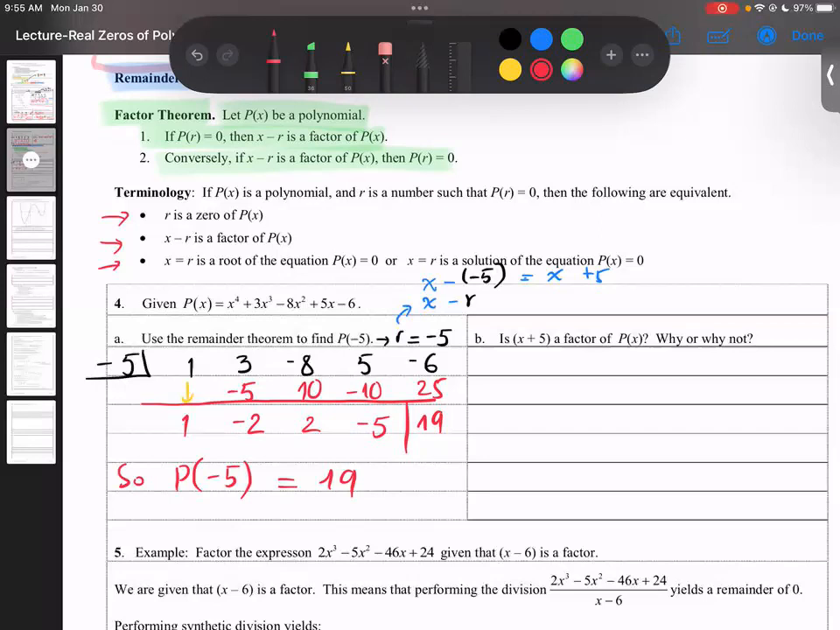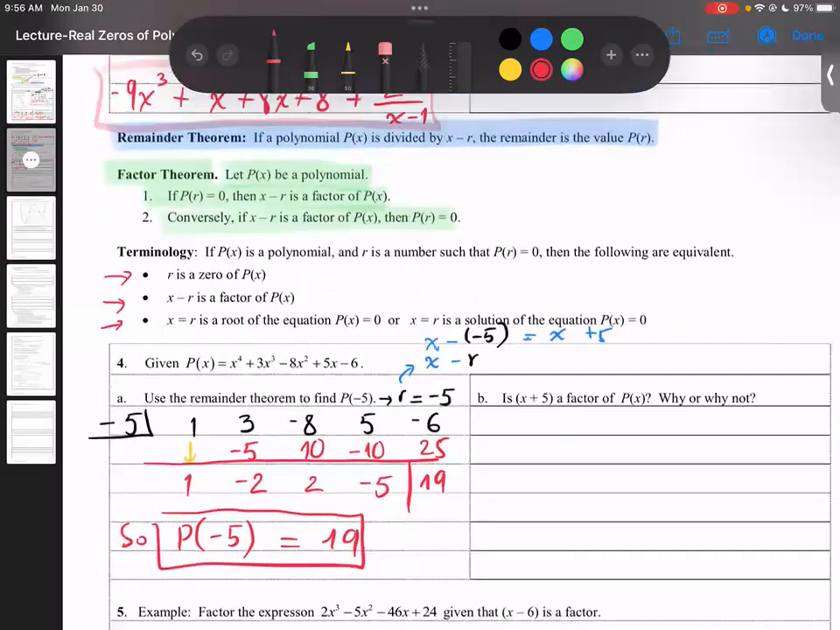I'll wait for you to copy that down and I'll explain to you why I'm doing this. The remainder theorem. What does the remainder theorem say? If the polynomial P of X is divided by X minus R, in this case X plus 5 here, the remainder is the value of P of R. Here R is -5. So when you plug in -5, P of -5 equals the remainder, which is 19, right? And how do I get the remainder? Using synthetic division.